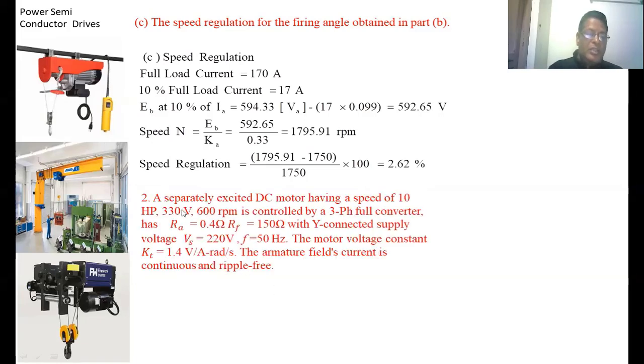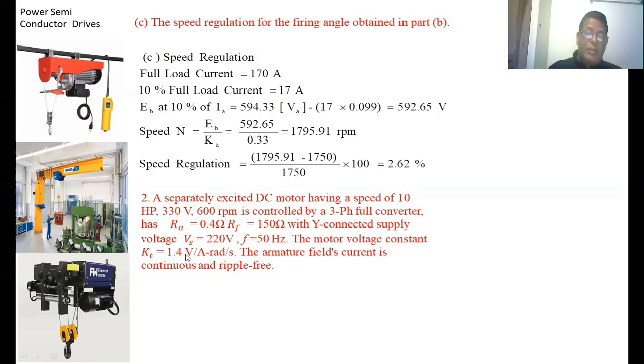Next, second numerical. A separately excited DC motor having a rating of 10 HP, 330 volts, 600 RPM is controlled by three-phase fully controlled converter. Has an armature resistance 0.4 ohms, field resistance also given 150 ohms with star connected supply voltage VS equal to 220 volts, f equal to 50 Hz. The motor voltage constant, it is given as a 1.4 volt amperes per radians per second.